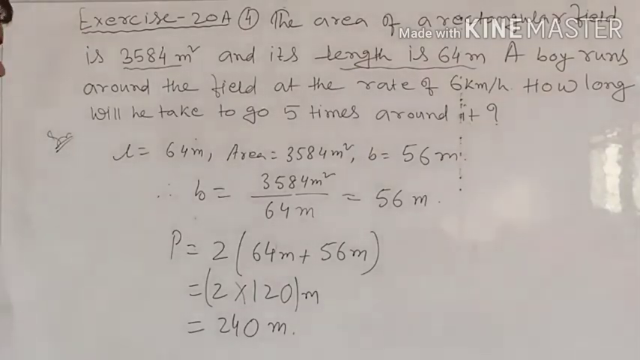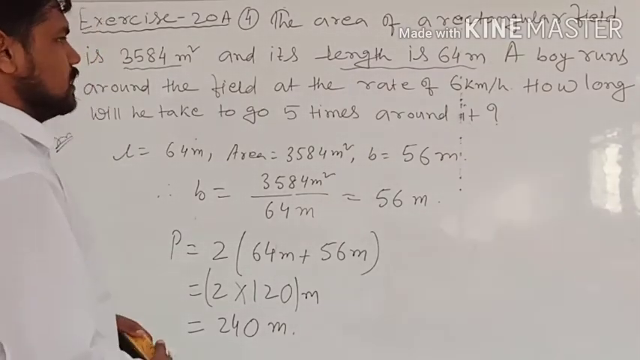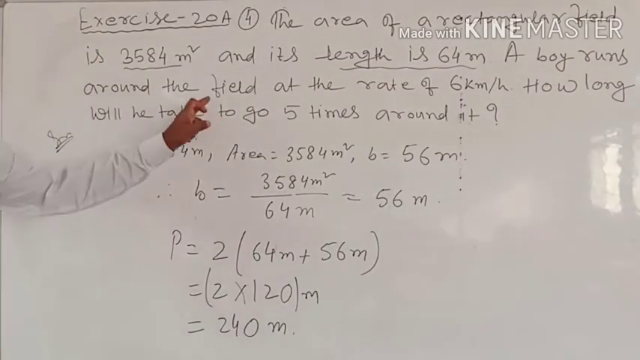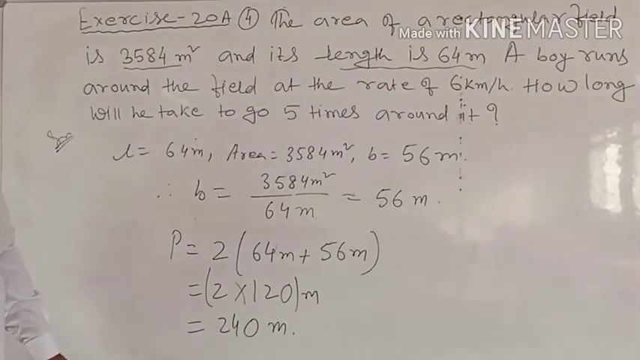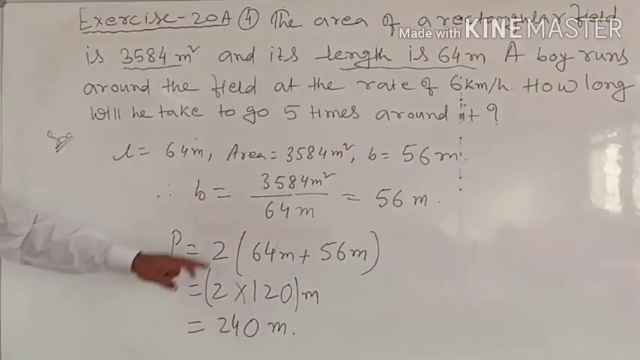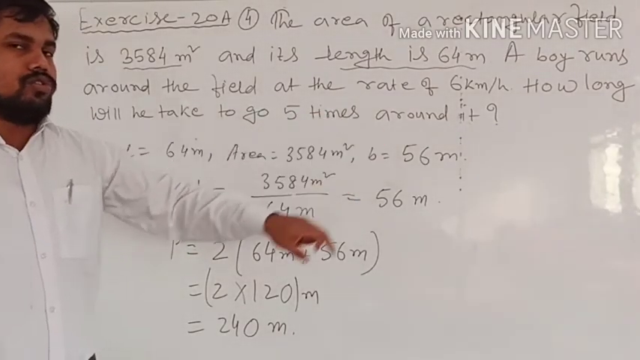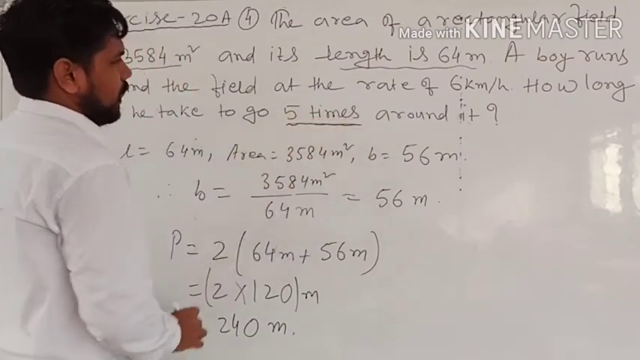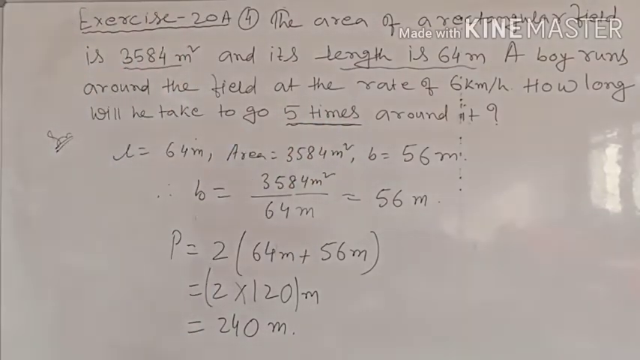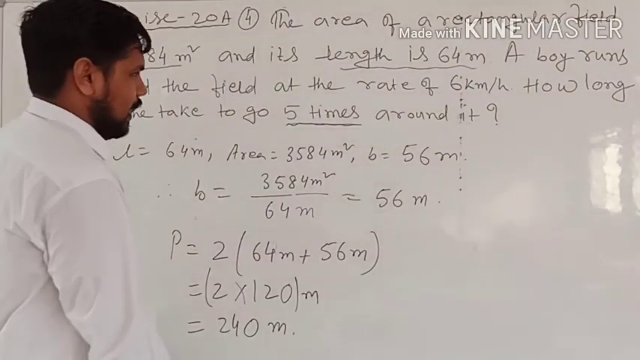Now we have to find the total distance because a boy runs around the field at the rate of 6 km per hour. So how long will it take to go 5 times around it? So how many times it is given? 5 times. You have to find that how long will it take. Means आपको time निकालना है.